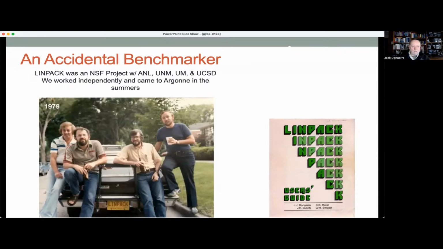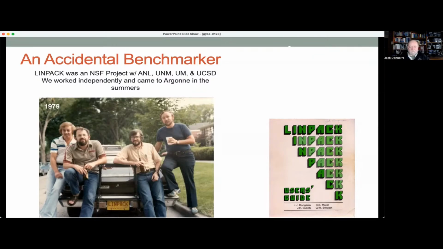I became a benchmarker back in 1979. We were developing a project called Linpack. Linpack was a project funded by the National Science Foundation and the Department of Energy, and it involved 4 groups.